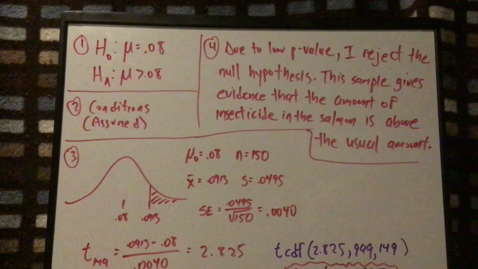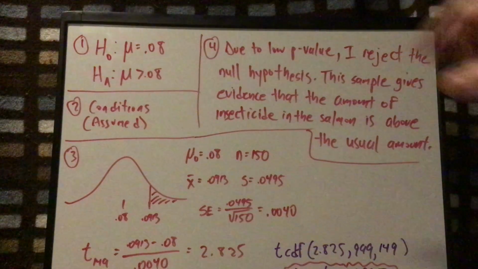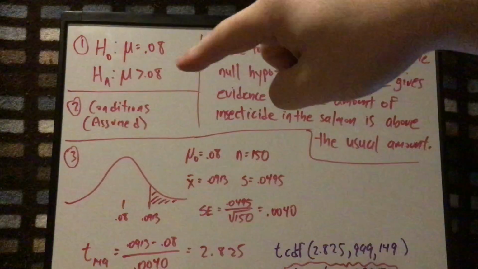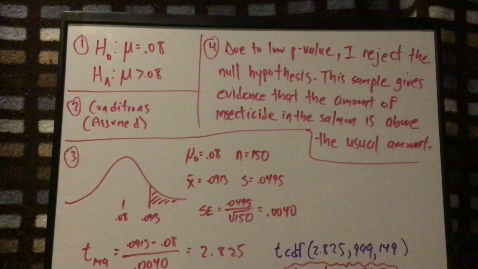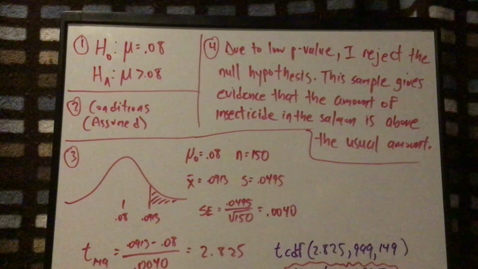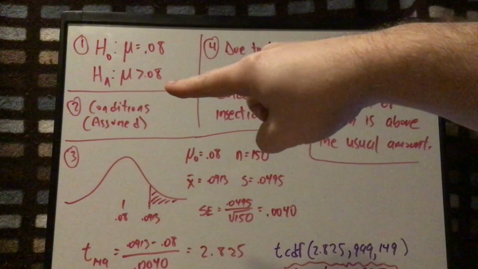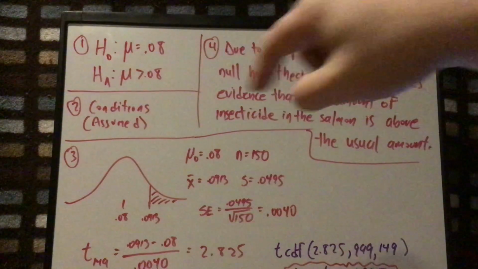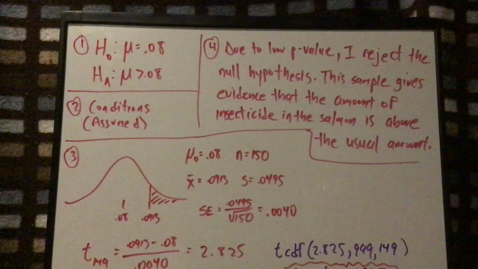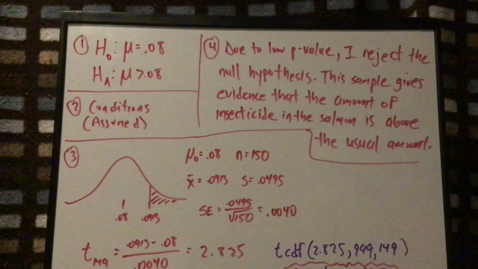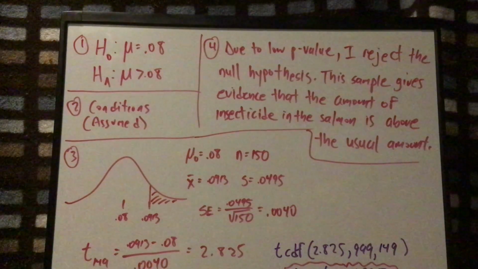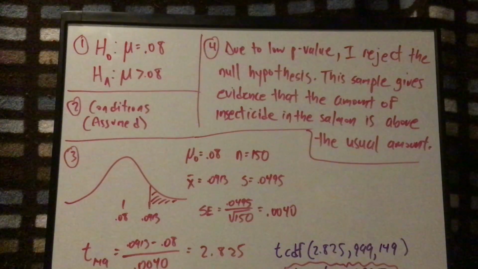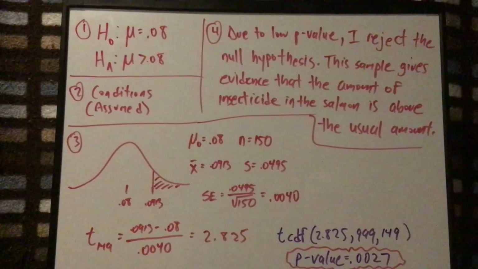So my hypotheses: I hypothesized that the actual mean amount was 0.08 parts per million. Now, once again, this is a one-sided test. My alternative is that the mean is really greater, and then the company might be in trouble. Number two, I said, let's assume the conditions were met, so we skipped that part. Now, how will you set up your calculations? You'll set them up as follows.